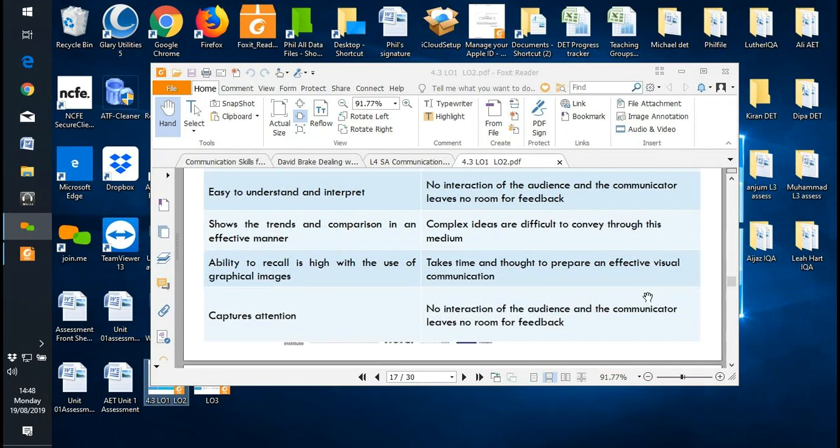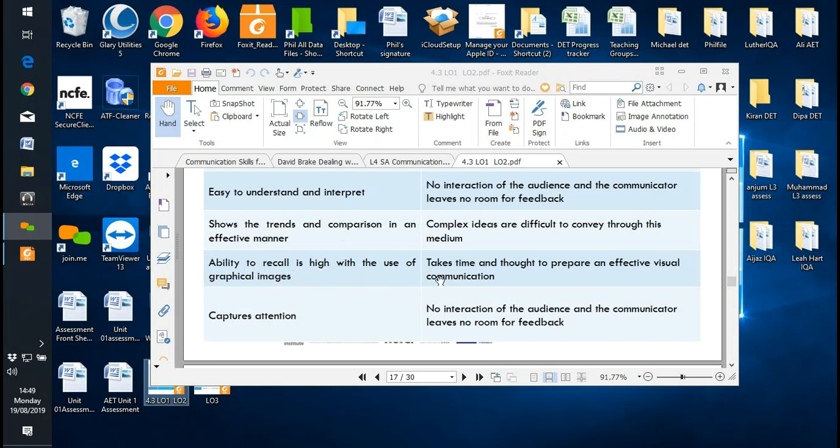Shows trends and comparison in an effective manner. Complex ideas are difficult to convey through this medium though, and the ability to recall is high with the use of graphical images. One thing that I would say transcends that is an algorithm. I used to be an engineer many years ago, and when you were troubleshooting a piece of equipment, you would sometimes have a printed algorithm that says if this works, go to that, if that doesn't work, go to this, etc. So a graphical means of communicating is somewhat better in those circumstances.